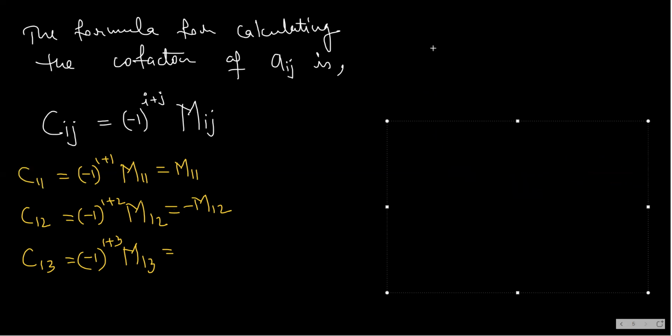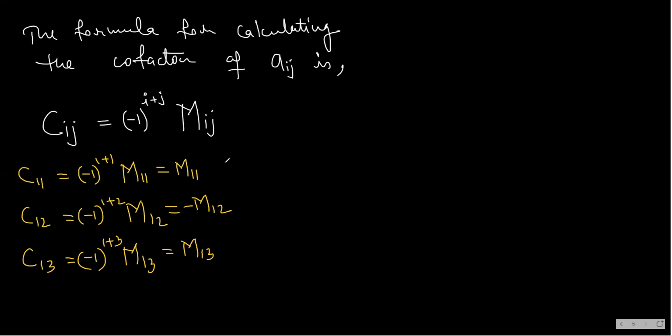So here I have M13. Now look at this. I followed here that if the sum of these numbers is even, then the cofactor and the minor are equal. See, C11 is M11.